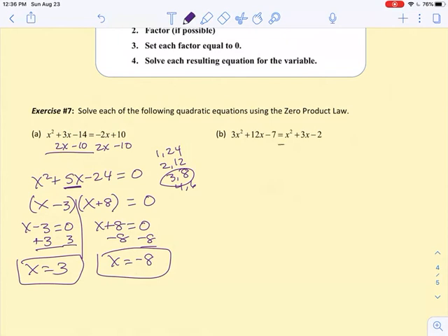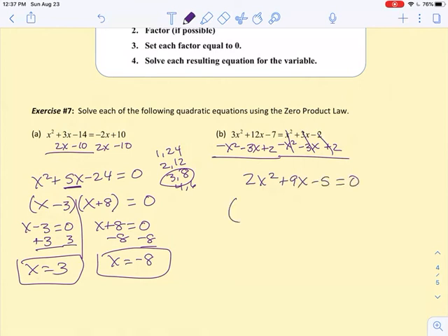All right, so if you want to pause the video and try B, you can. I'm going to subtract x squared, subtract 3x, and add 2 because I need everything on one side. That gives me 2x squared plus 9x minus 5. So everything's on one side. Now this one I have a coefficient. Those are always a little bit tougher, but it's just 2, so that's not too bad.